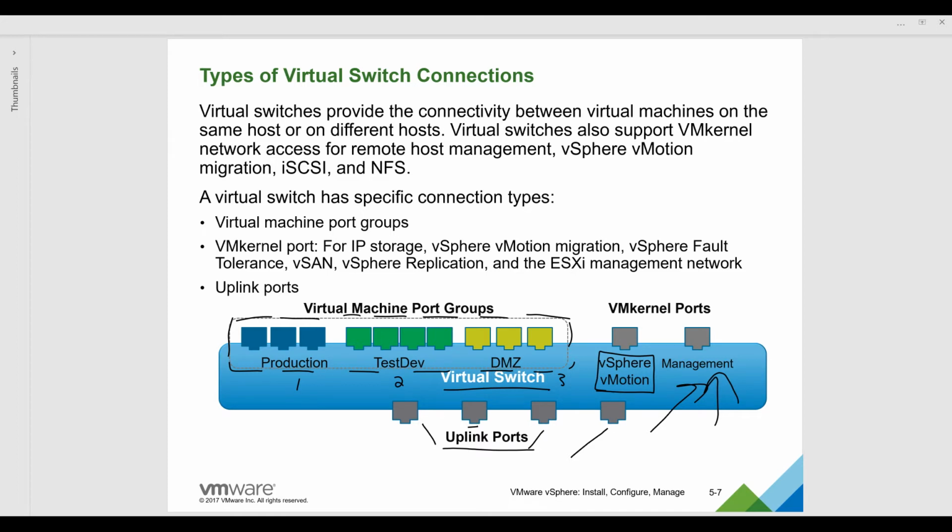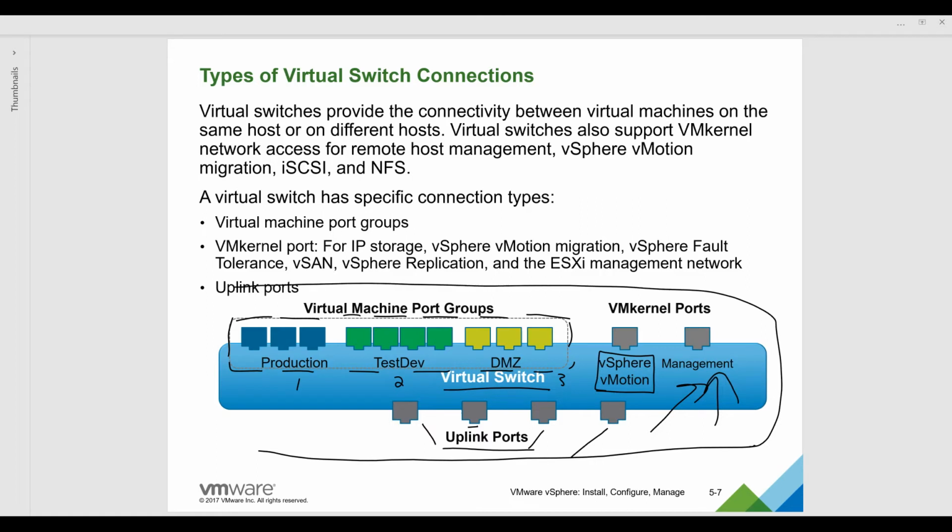So, with that being said, to help configure these virtual switches, you'll create those port groups. A port group is basically a template that stores the configuration information to create virtual switch ports. So this is your port group here. Well, within that port group, you have your switch ports on that virtual switch that basically give you access into the production, test dev, and your DMZ.